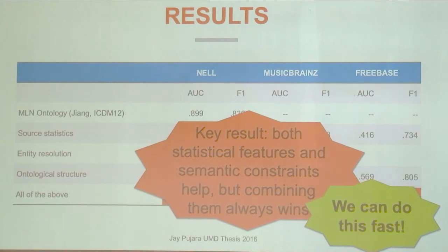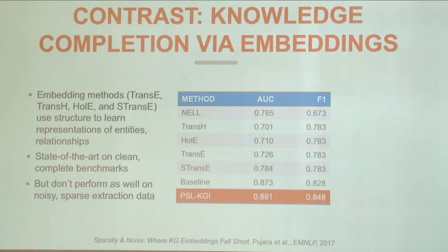Turning to a different setting, we've been hearing a lot about embeddings and vector representations. Jay and colleagues also have a really nice EMNLP paper where they look at embedding methods and put them together with these more structured methods. In that work, they showed that while embedding methods work great when you have a lot of data and the data is clean, as you move to more real settings, these are results for actually NELL data, you have a lot more noise, it's much sparser, and that's a place where adding in this kind of structural component is really important.